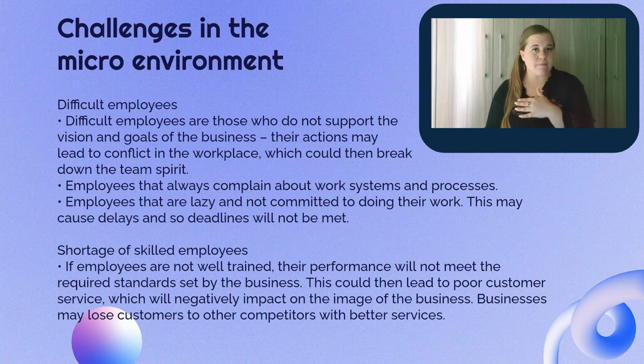So in the diagram below, we mentioned them. Let's dive into the meat for each of these. So difficult employees. These are employees who do not support the vision and the goals of the business. Their actions may lead to conflict in the workplace, which could then break down the team spirit. Employees that always complain about the work system and the processes. Employees that are lazy and not committed to doing their work. This may cause delays and therefore deadlines will not be met.